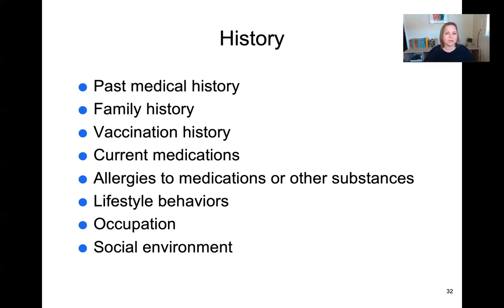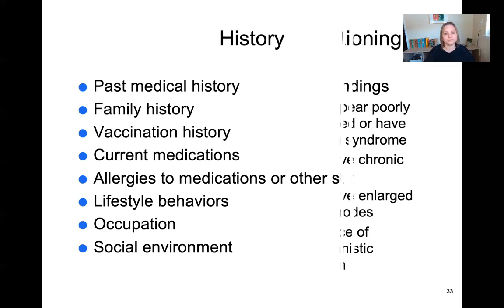We want to talk about their lifestyle behaviors that could put them at higher risk for things like HIV or AIDS. Talking about their occupation, and does that put them at higher risk? And then also their social environment.